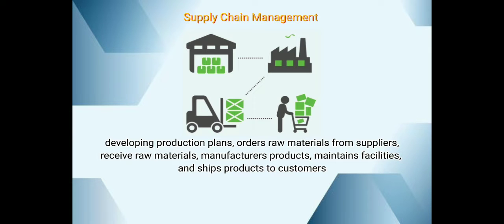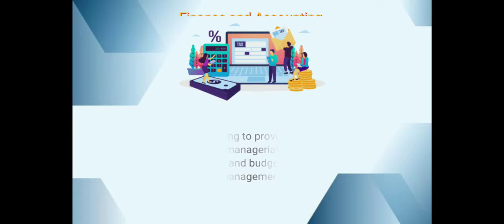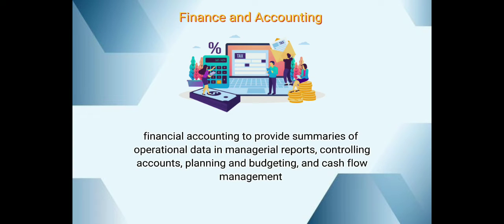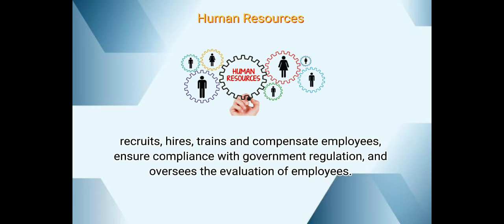Supply chain management develops production plans, orders raw materials from suppliers, receives raw materials, manufactures products, maintains facilities, and ships products to customers. Finance and accounting provides summaries of operational data in managerial reports, controls accounts, plans and budgets, and manages cash flow. Human resources recruits, hires, trains, and compensates employees, ensures compliance with government regulations, and oversees the evaluation of employees.